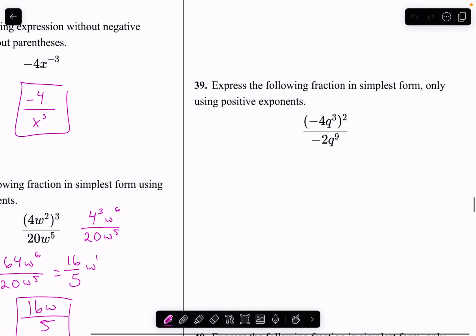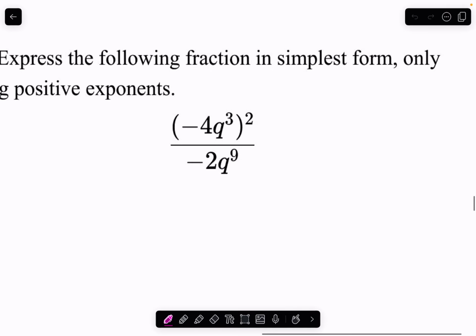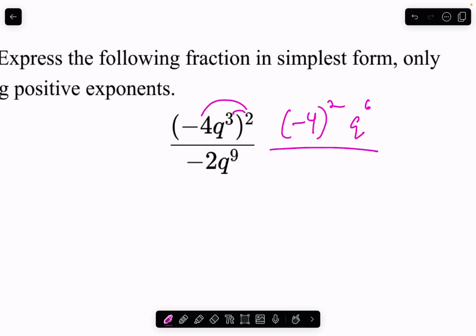Alrighty, so we're going to go ahead and continue on our journey here of reviewing exponent rules. Alright, so we can go ahead here, distribute this power of 2. Now, remember, when you have a negative, it's incredibly important that you put parentheses around it when you raise it to a power. When you raise a power to a power, you multiply, so that's going to become q to the 6th. Negative 2, q to the 9th.